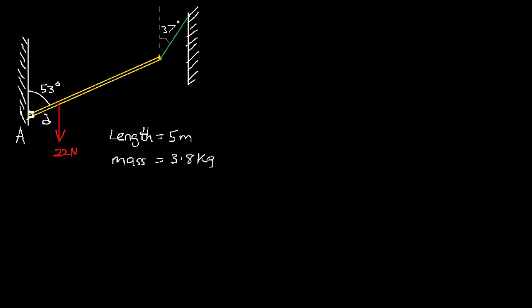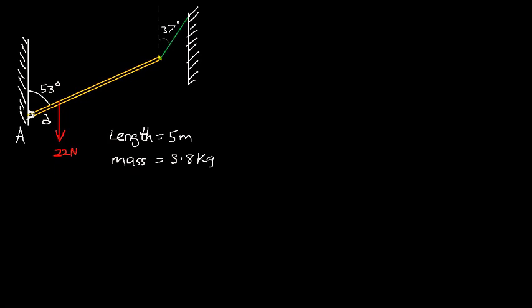For our final problem, we have a uniform rod of length 5 meters and mass 3.8 kg, hinged to the wall at point A and held in equilibrium by a cord as shown. A load of 22 Newton hangs from the rod at a distance d, so that the tension in the cord is 85 Newton. Our aim is to find the reaction forces at the hinge and the distance d.